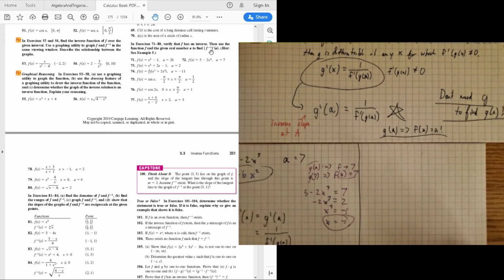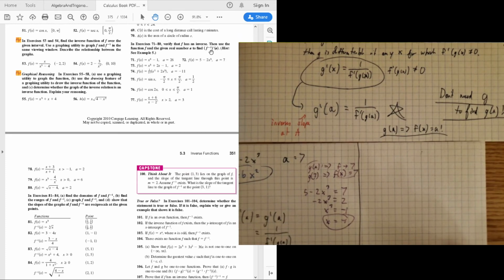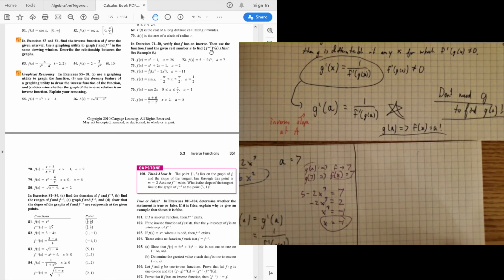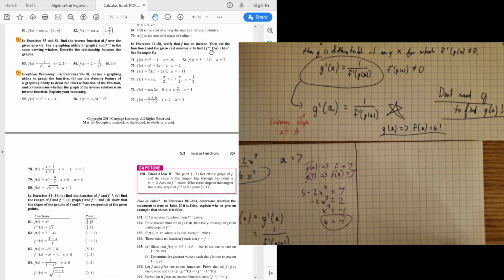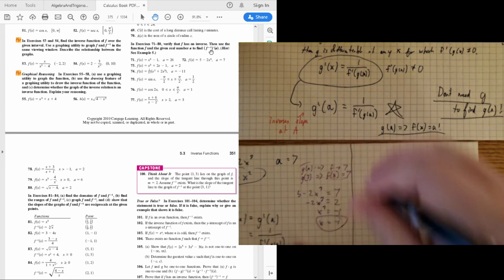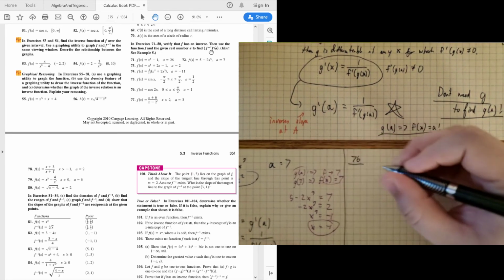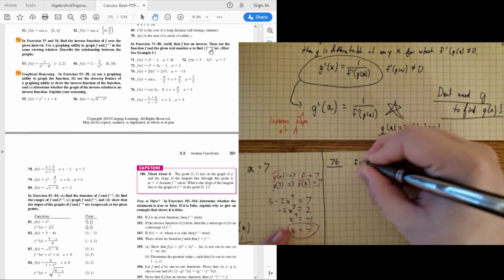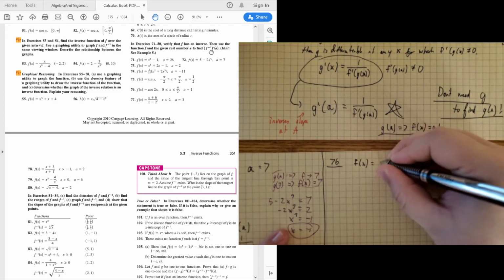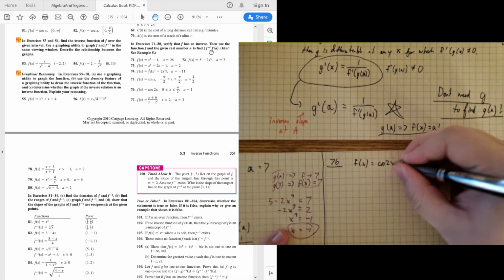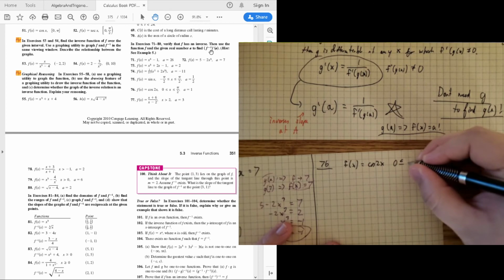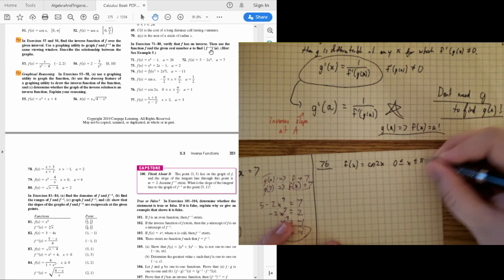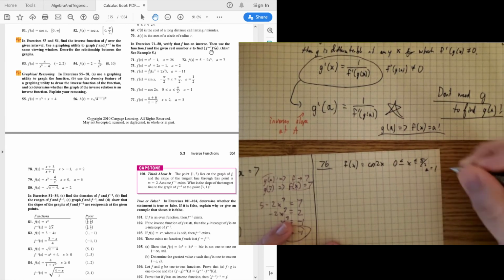This is similar to example 5 in your text, as you can see on the notes. And I'm going to do, let's do one of the trick ones. Yeah, let's do 76. Okay, 76. We have f of x equals cosine of 2x, 0 less than or equal to x less than or equal to pi over 2, and my a equals 1.